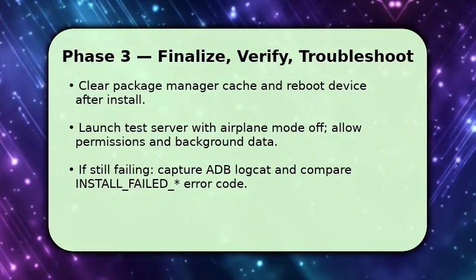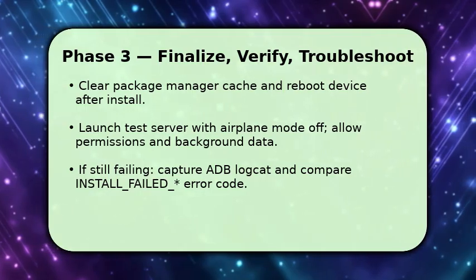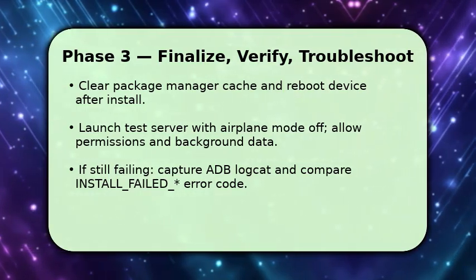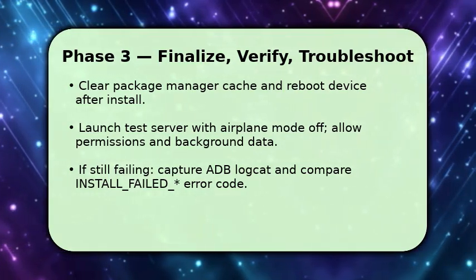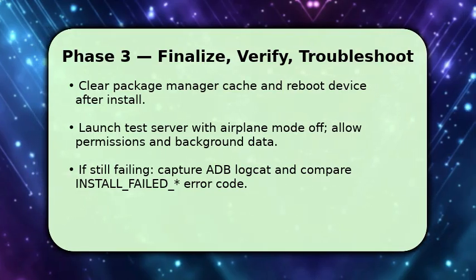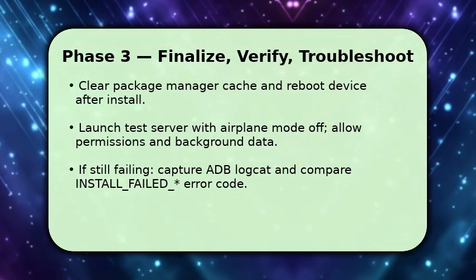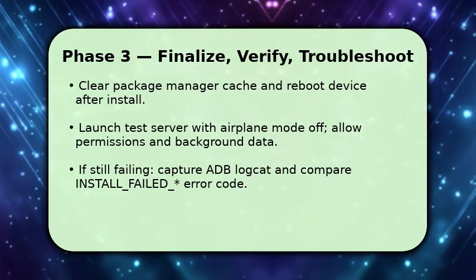If problems persist, capture logcat with adb logcat while attempting install and look for INSTALL_FAILED asterisk codes. Those tell you whether it is signature, permission, or ABI related. Use that single error code to target the exact fix.